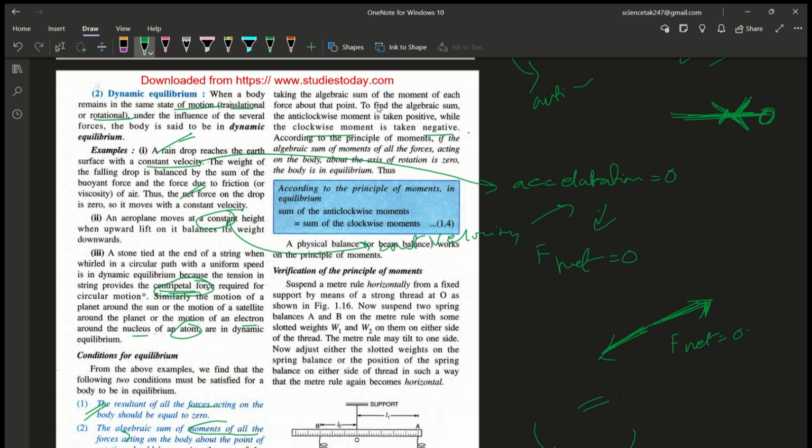According to the principle of moments, if the algebraic sum of moments of all forces acting on the body about the axis of rotation is 0, the body is supposed to be in equilibrium. So no rotation is going to be seen. Okay.